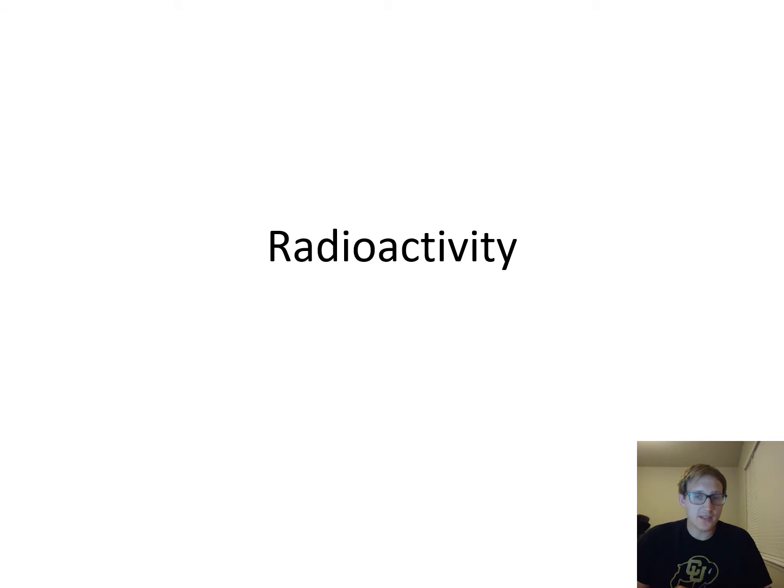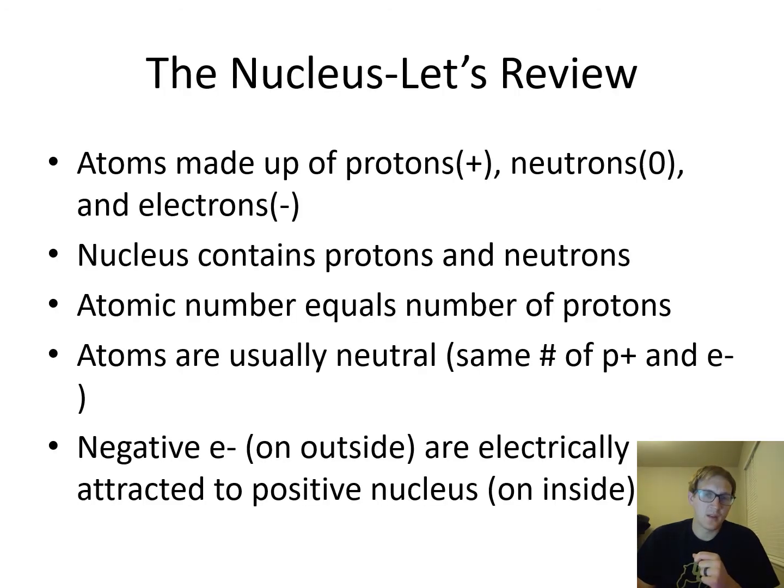Radioactivity is the very first thing that we're going to talk about. Very, very important for nuclear chemistry. Now that we're talking about nuclear chemistry, obviously we have to talk about the nucleus, so let's review. Atoms are made up of protons, neutrons, and electrons. Protons are positive, neutrons have no charge, and electrons are negative. The nucleus is only made up of protons and neutrons. The atomic number equals the number of protons, so if I have 12 protons, that tells me that I have a certain element, whichever one is the 12th element.